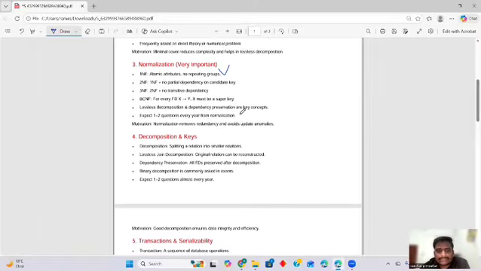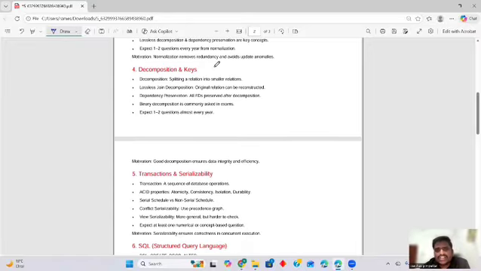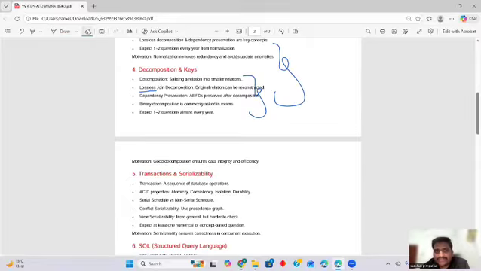And the fourth one is decomposition and keys. In most cases they will not ask you to decompose the relation. They will ask some properties like lossless join decomposition, lossy, lossless. You need to revise these kinds of things only. You can expect one to two questions almost every year from normalization and decomposition.